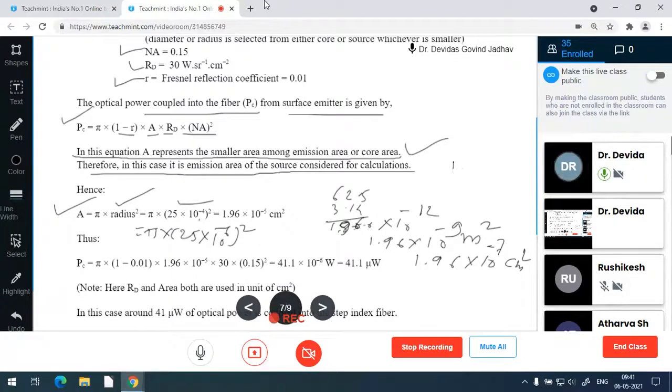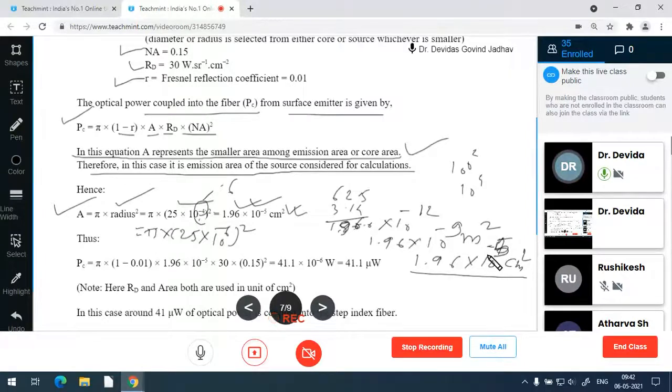So 100 square is 10 raised to 4. We have to reduce this 10 raised to 9 by 10 raised to 4. So it becomes 10 raised to minus 5 centimeter square. So 1.96 into 10 raised to minus 5 centimeter square. So this calculation is correct. Only this number, 10 raised to minus 4, is to be taken as 10 raised to minus 6. So 1.96 into 10 raised to minus 5 centimeter square. It is not meter square.